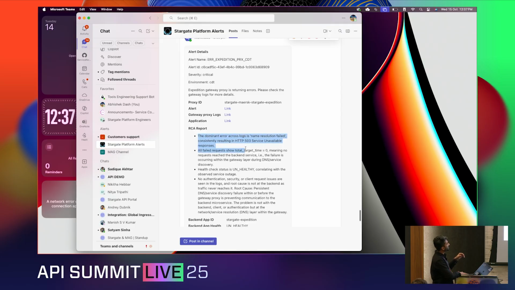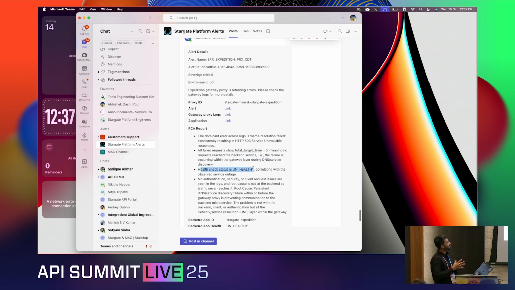Let's look at what it suggests. The dominant error across logs is a name resolution failure, which is exactly the error we are seeing. The request failed, showing target time equals 0. This is a custom attribute in the log, which indicates the request never made it to the backend service, meaning no request reached the backend service, and the failure occurred on the gateway due to DNS service discovery. Health check status is unhealthy.